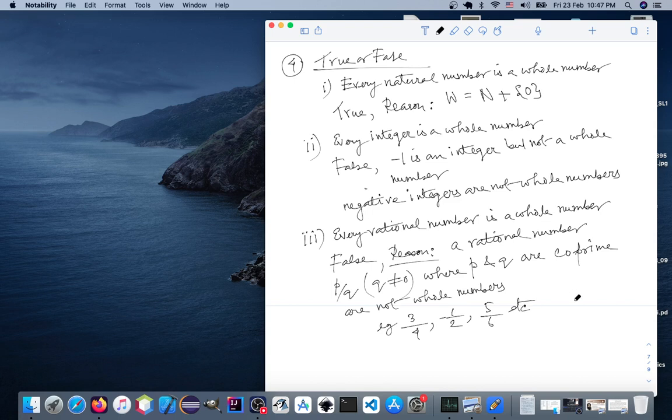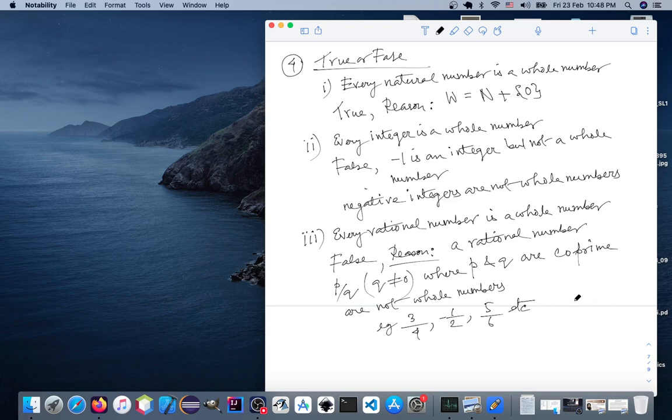So that brings us to the end of lecture 1. We have completed exercise 1.1, and I have explained the solved examples 1 and 2 of chapter 1, Number Systems. From lecture 2, I will start the irrational numbers.